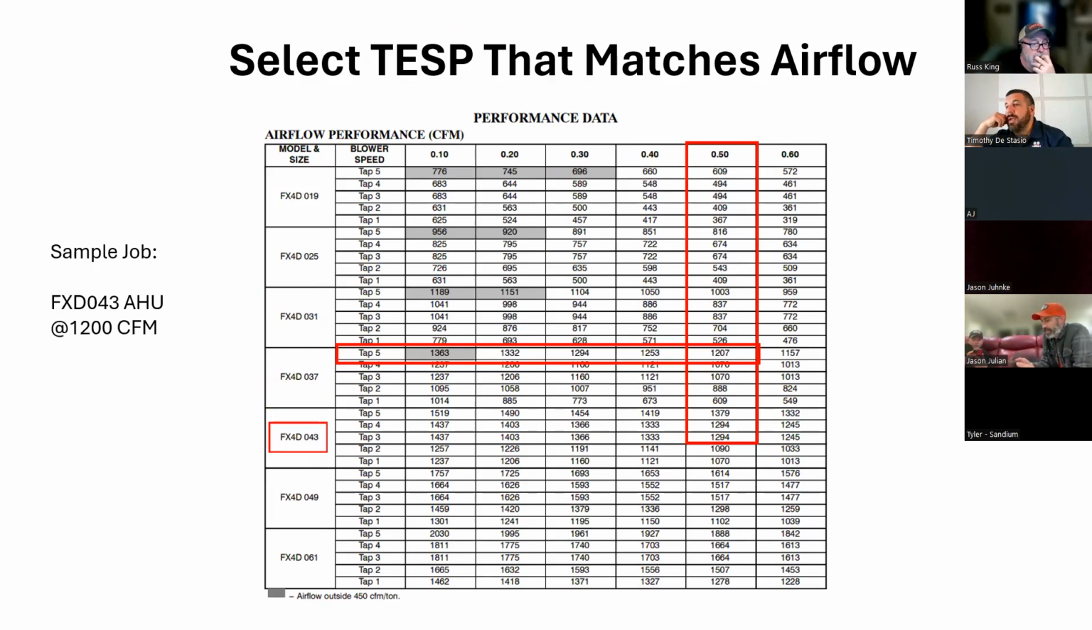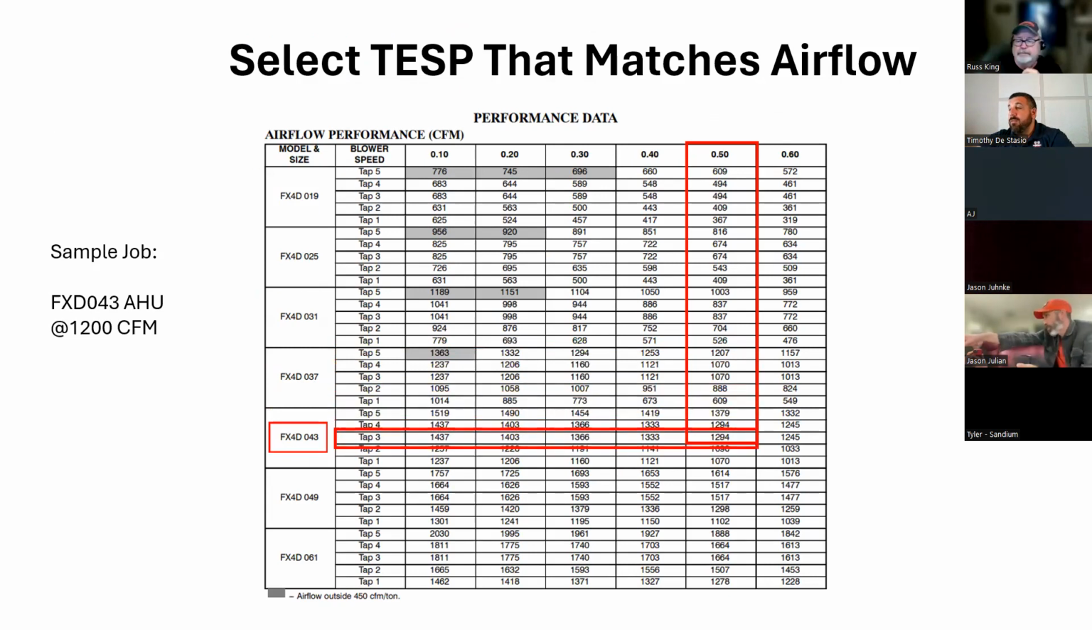They'll match a 3.5 ton air handler with a 3 ton condensing unit all day long. And notice what happens now with that FXD 043. Now we can actually move a little bit more than 1200 CFMs, and we do it with speed tap 3 instead of speed tap 5.